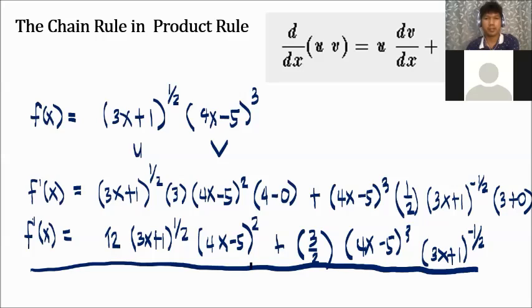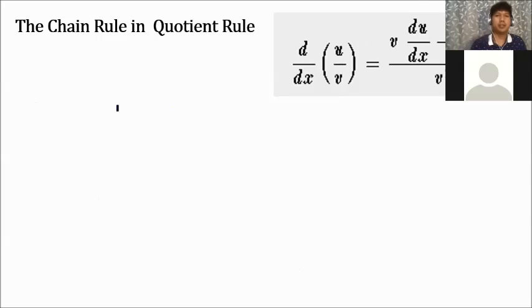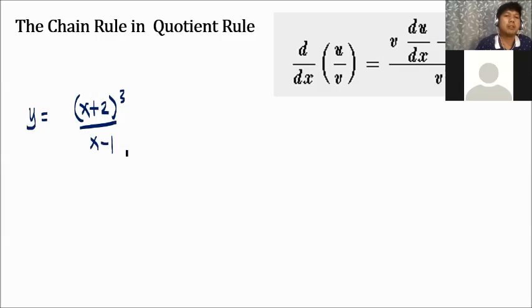Okay, so maybe we can continue for the chain rule in product rule. Okay. So for chain rule in quotient rule, let us have an example. Y is equal to x plus 2 cubed, over x minus 1.